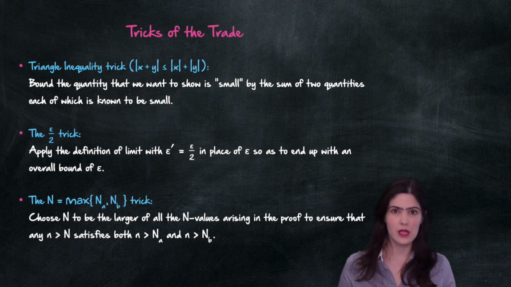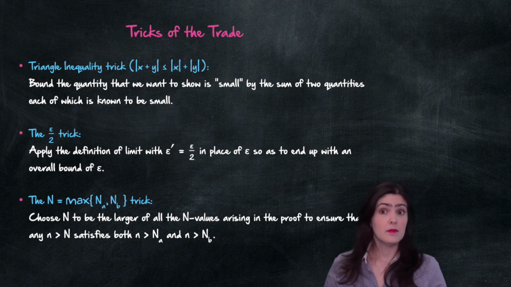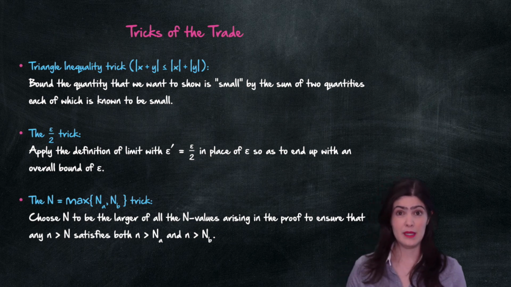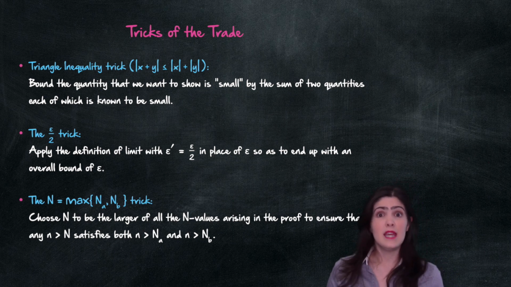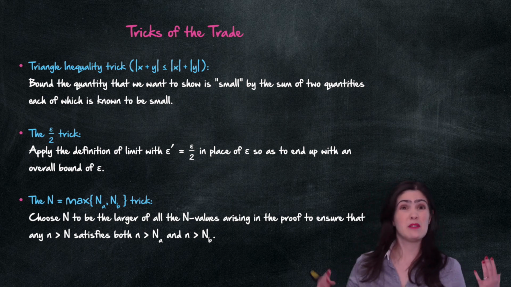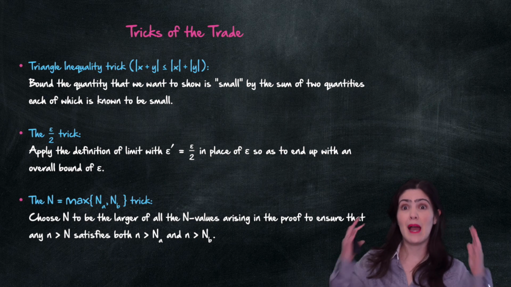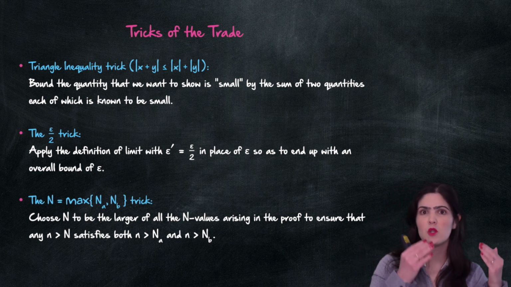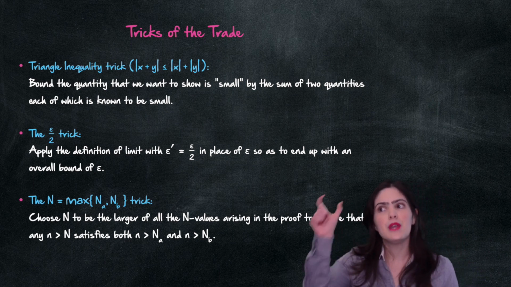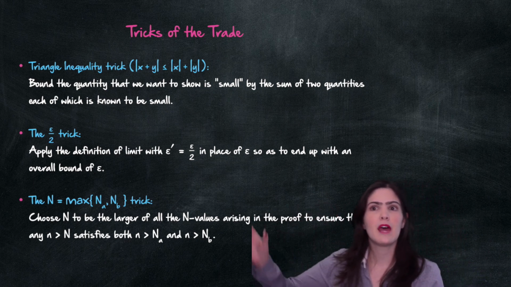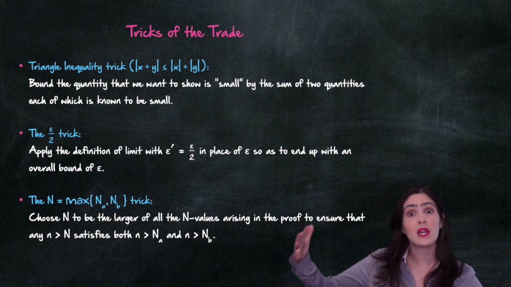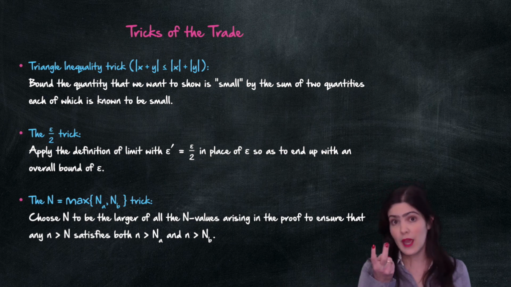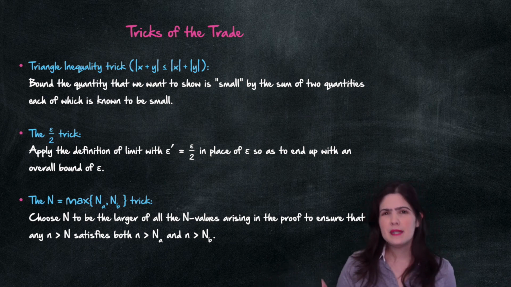I want to share all the secret tricks of the trade that we use all the time. You will see throughout the rest of the term, these tricks will appear. Sometimes the epsilon over 2 trick is going to be maybe an epsilon over 3 trick, because we're going to need to bound the quantity that we want to show is small by maybe 3 bits, and each one of them would have to be less than epsilon over 3, so the total adds up to epsilon. Maybe we'll take the maximum of not 2 N's, but maybe 3 N's, but the ideas are always going to be the same.